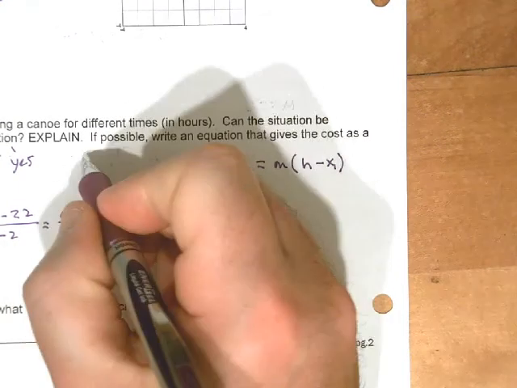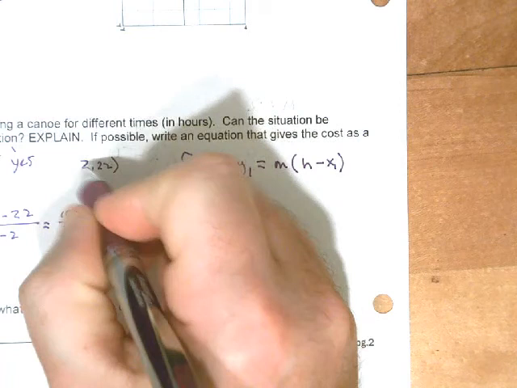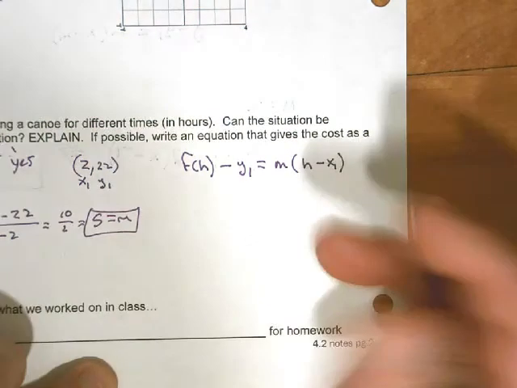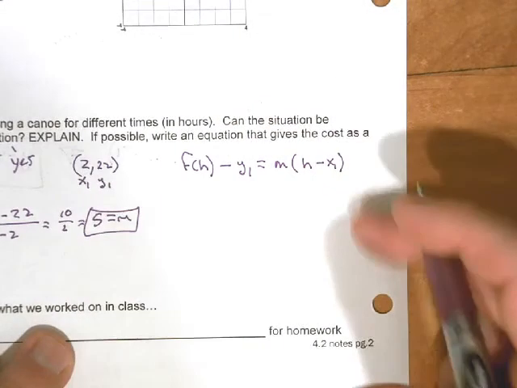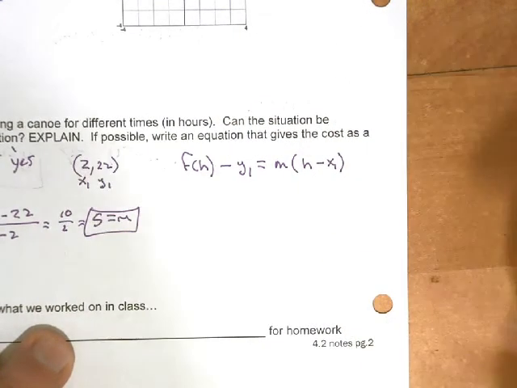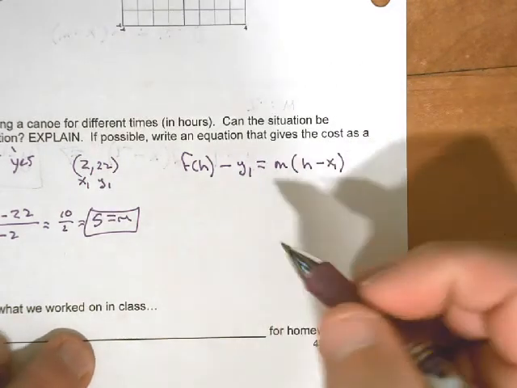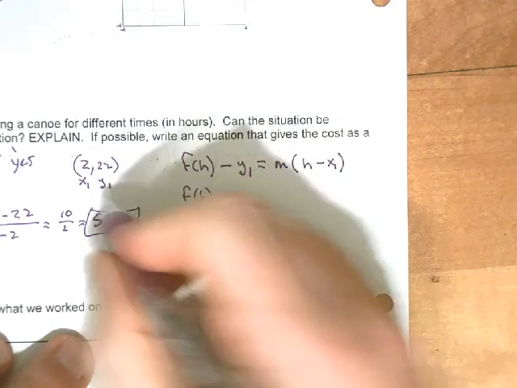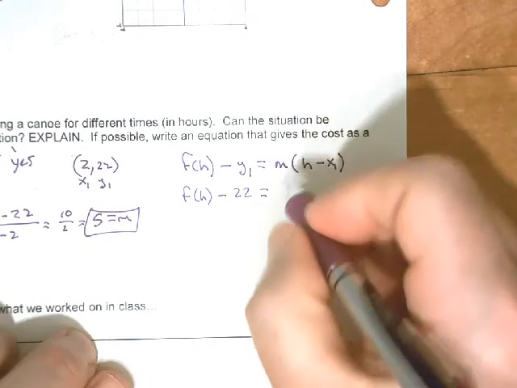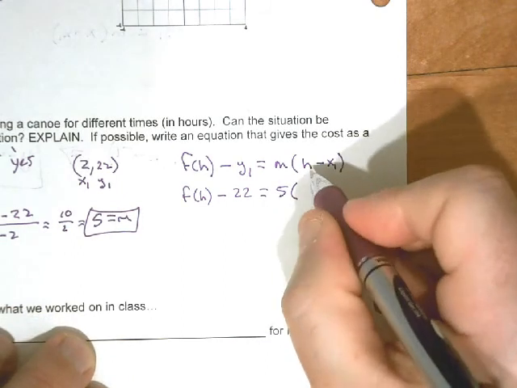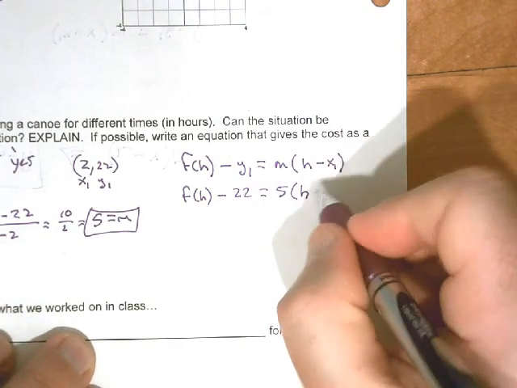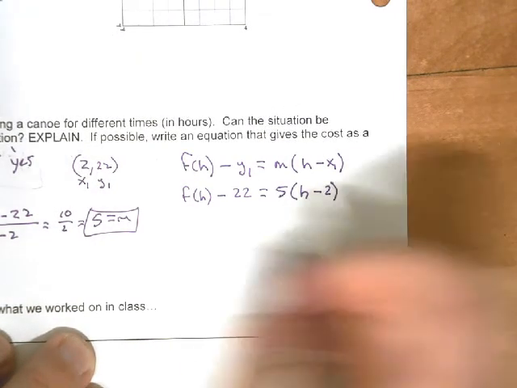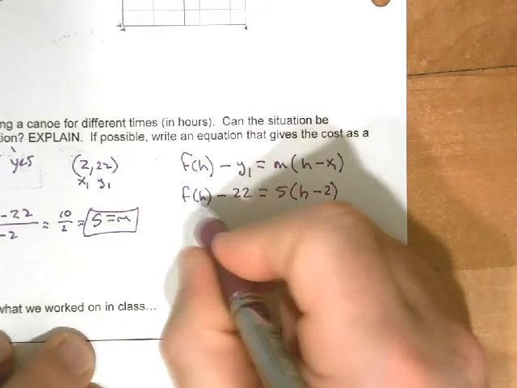Plugging things in, you can take any point here. I'm going to take the very first point, my 2, 22. So there's my x1, there's my y1. Again, you could do this in slope-intercept form also. We're in the point slope form, so that's why I chose to do it this way, and I'll clean it up afterwards. So f of h minus our y, which is 22, equals my slope, which was 5, times my h value, leave it as h, minus my x1, which is 2.